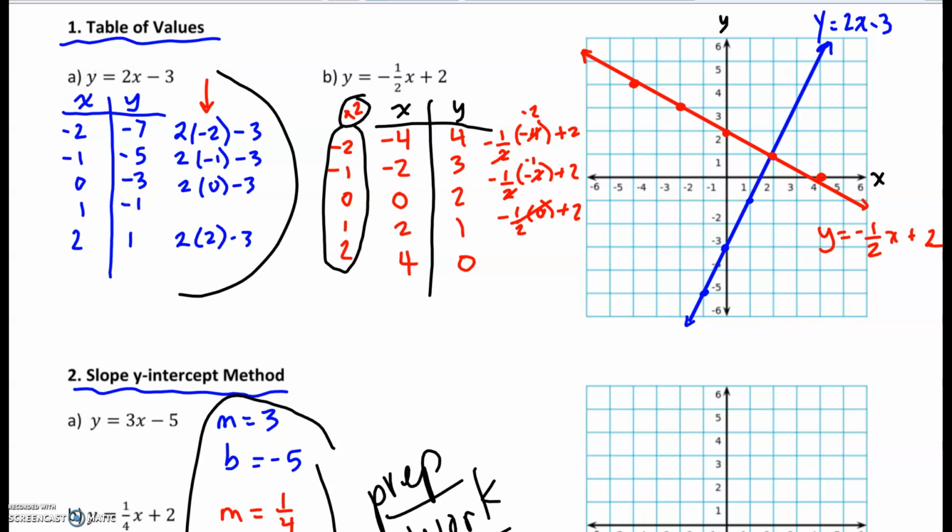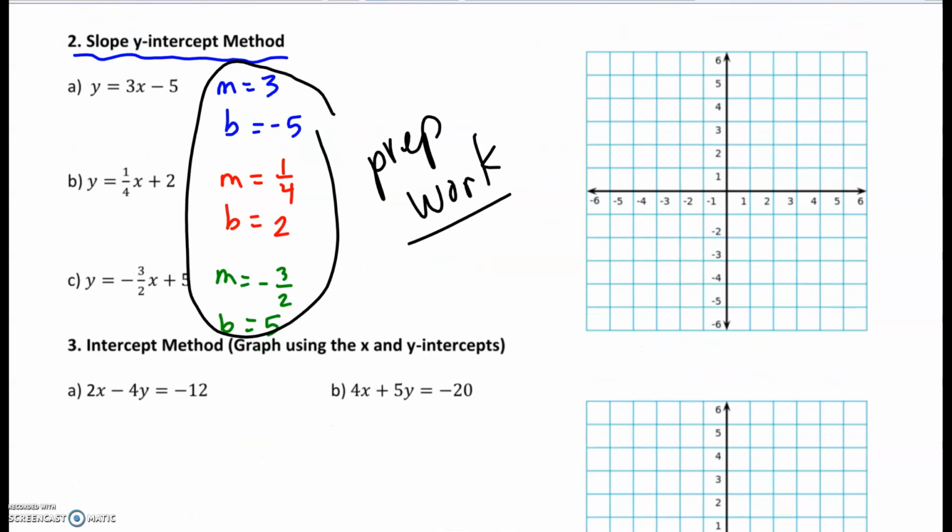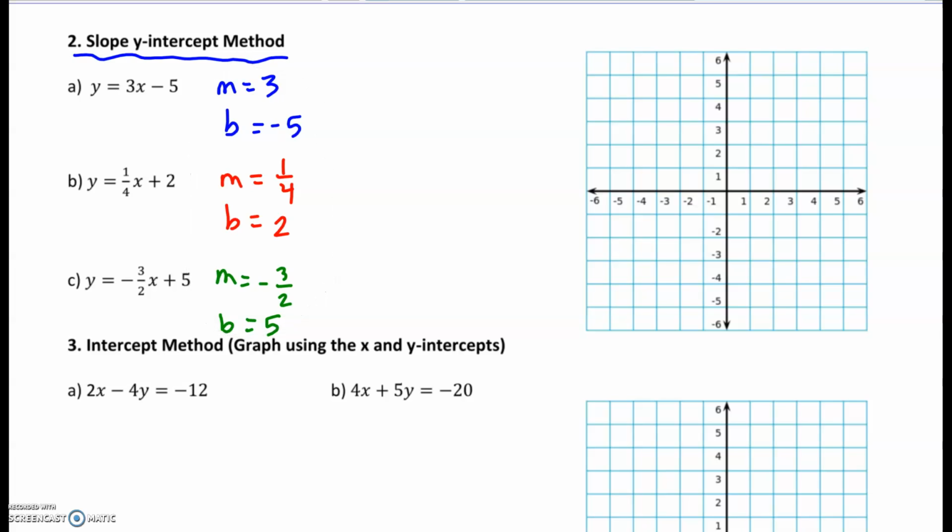So you get marks for that. You need to show your table of values, and you need to show your m and your b if you want to get full marks when you graph. All right, let's go ahead now. We'll make sure we have our x and our y axes labeled, and I'll start with the first one.